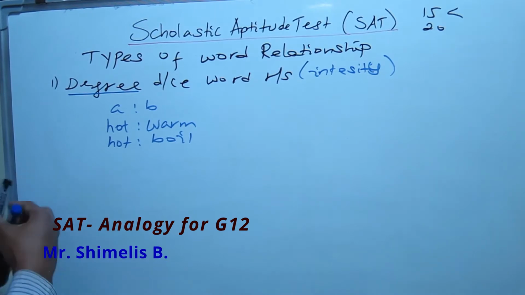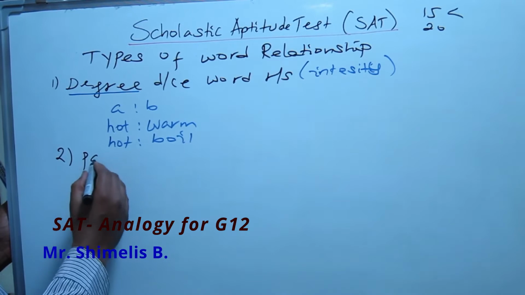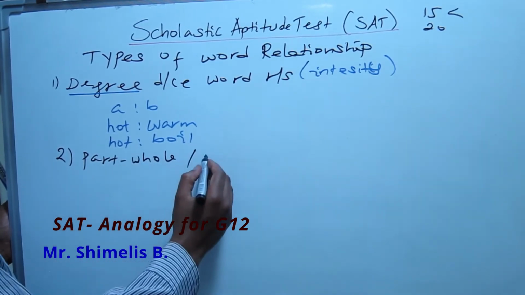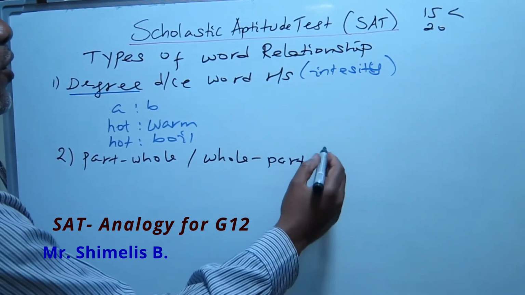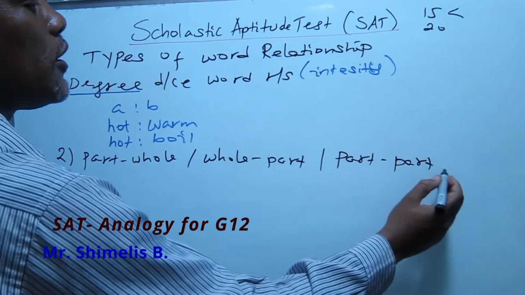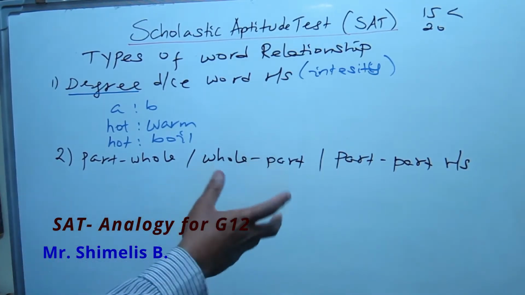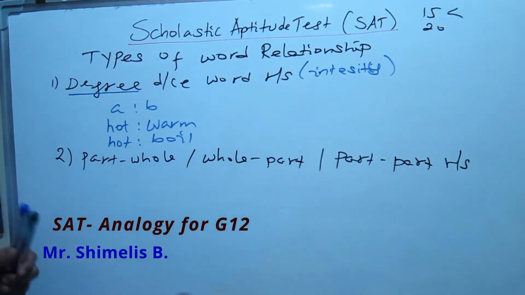And the second word relationship type is part-whole, or vice versa, whole-part, or part-part relationship. This is another famous, most frequently appearing word relationship type. Part-whole, or when we reverse, whole-part, or both words might be part of some object.